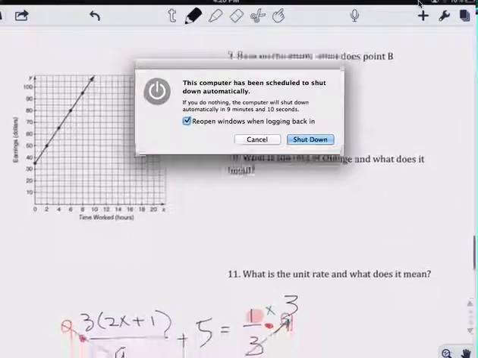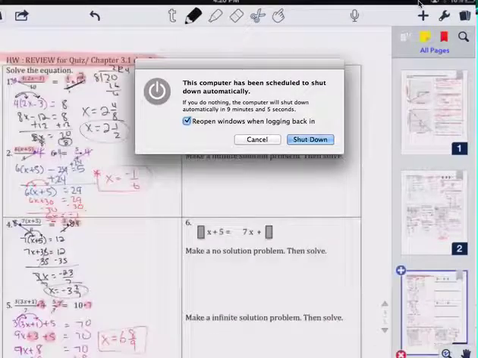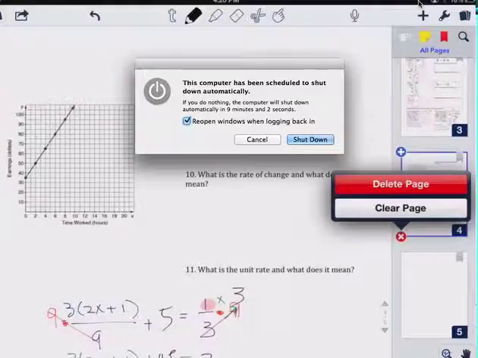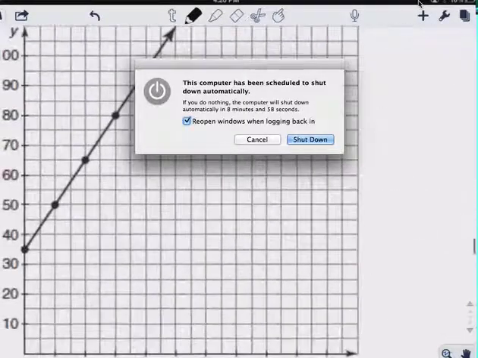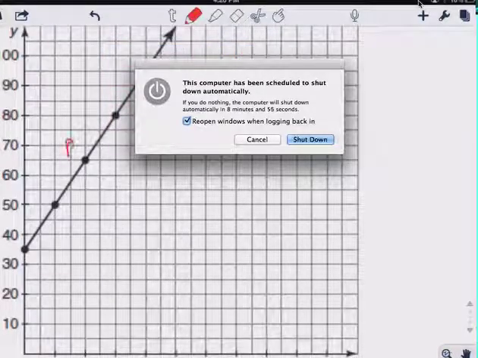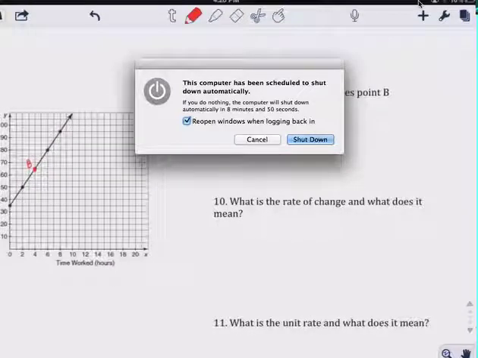The back side. We're coming to the very end. To the back side. Okay, I forgot to have students put a B right there. Because the question, based on the graph, what does the point B represent? Okay, so point B represents 4 hours of work and earning 60.